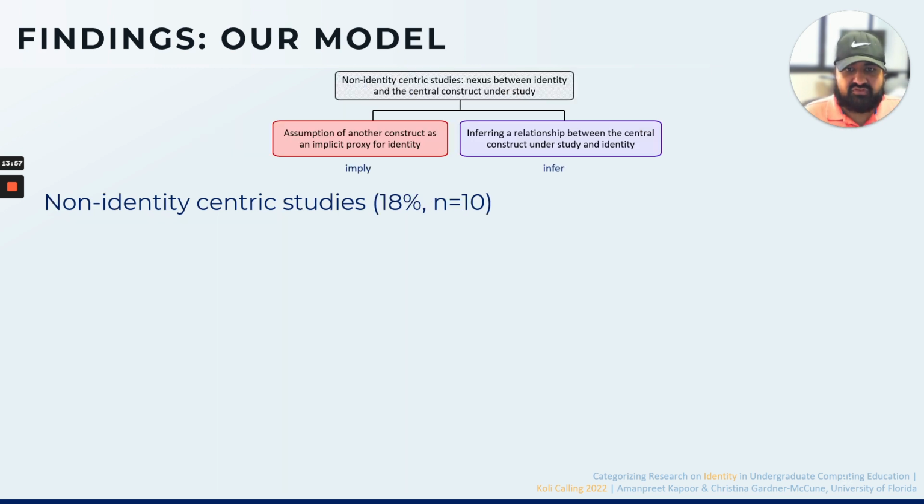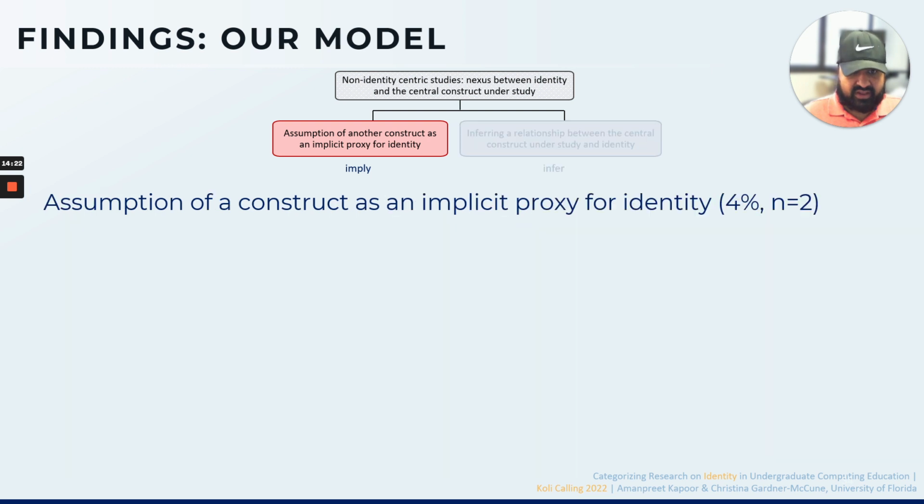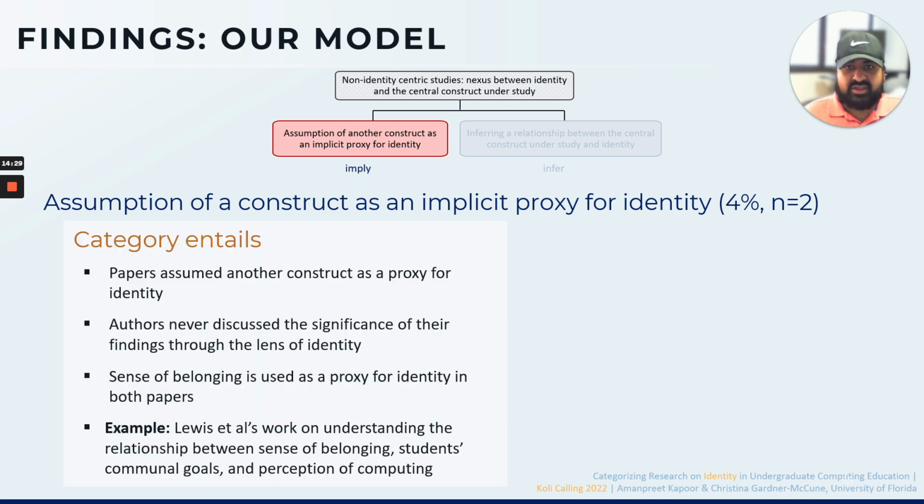The second theme consisted of non-identity centric studies, and this theme consisted of papers where researchers studied another construct rather than identity, and they assumed or inferred a relationship to this other construct to identity. These papers rarely cited identity literature, and they defined the research questions in terms of the central construct under study rather than identity. The first category was assumption of a construct as an implicit proxy, and there were 2 papers that used sense of belonging as a proxy for identity.